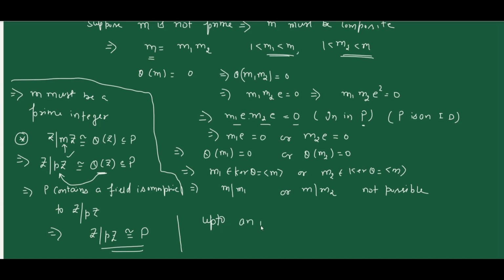Up to an isomorphism, there are only two prime fields. One is finite, that is z by pz, and the second is infinite, that is the field of rational numbers. Okay students, so this completes the proof of this theorem.